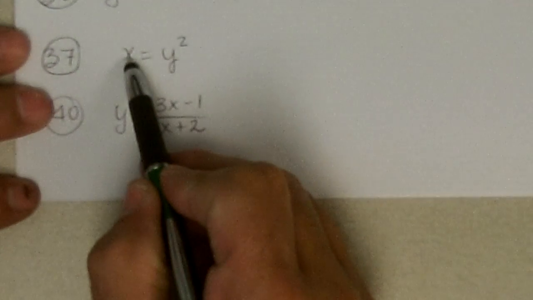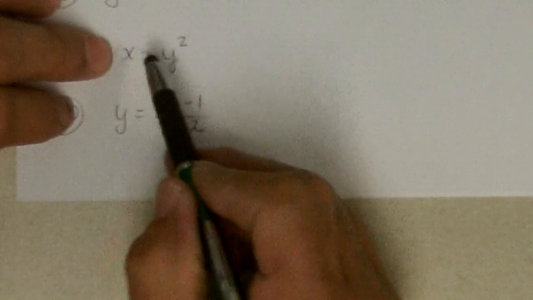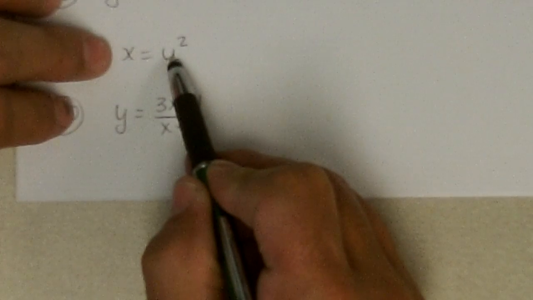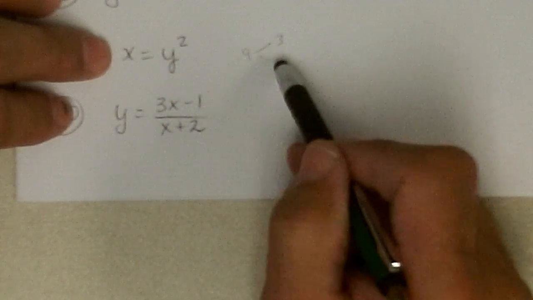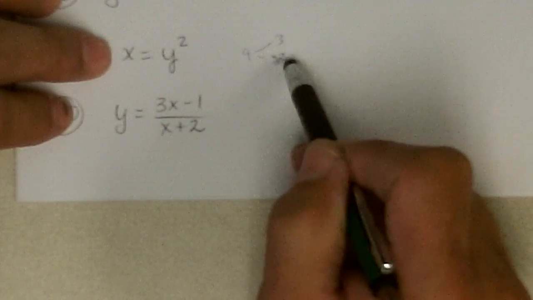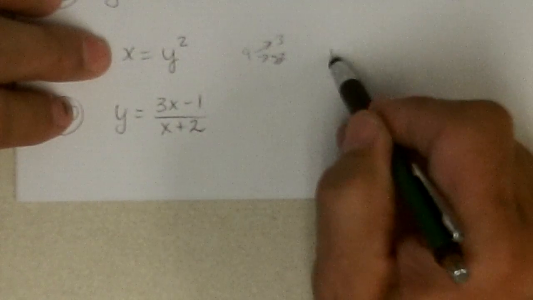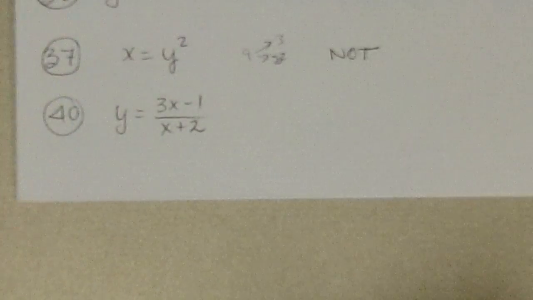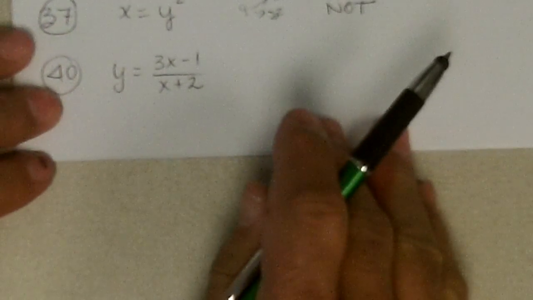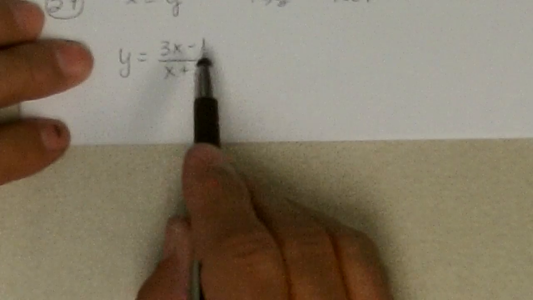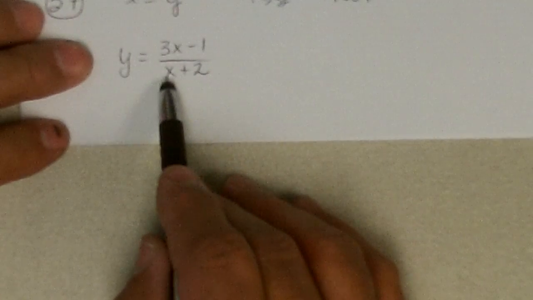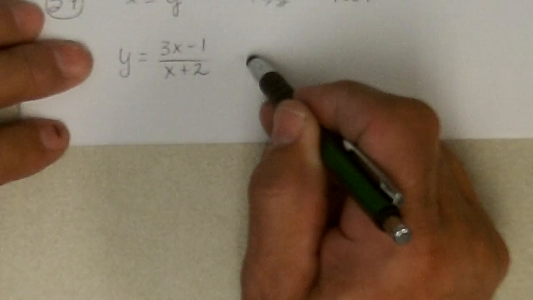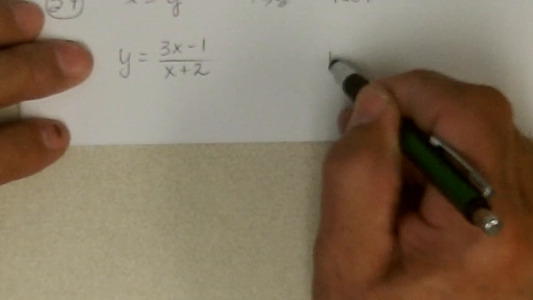If I put 9 in for x, I'm going to get 3 or negative 3 for y. So I'm going to have 9 going to 3 and to negative 3, and so that's one-to-many, and it's not a function. If I put x's into this one, every time I'll get a different number for y for different x's, and so it will be one-to-one, and it is a function.